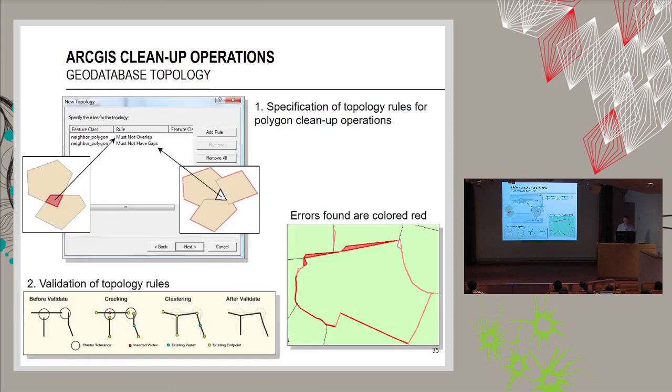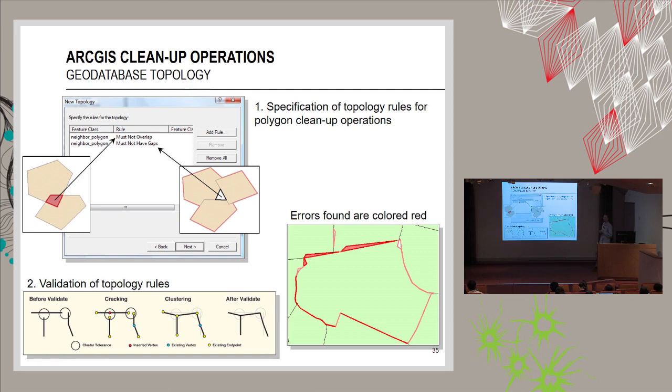Something else, the geodatabase topology. That one can also be used to clean up your data. You specify some rules inside certain feature classes or between certain feature classes. You can specify topology rules, like for example here, the polygons should not overlap, or the polygons should not have gaps. You define those rules here, and then the computer can validate those rules.